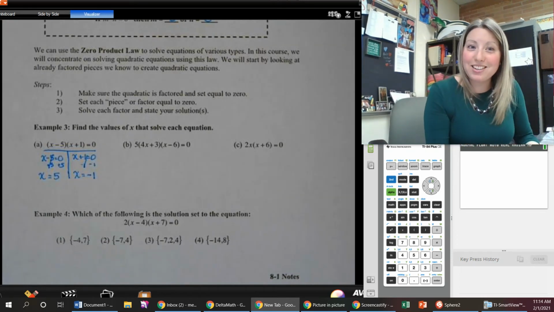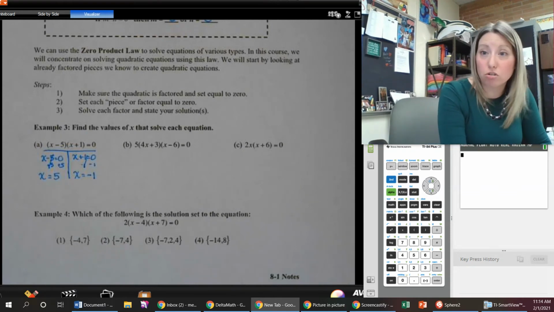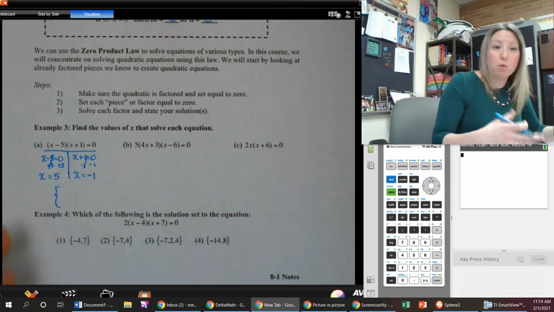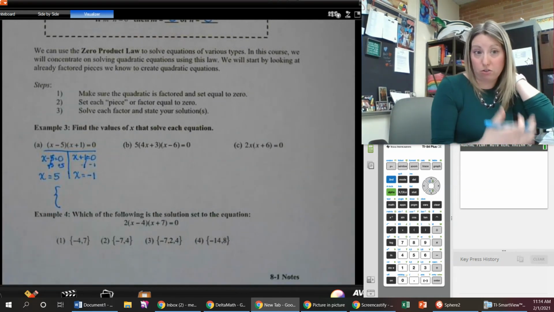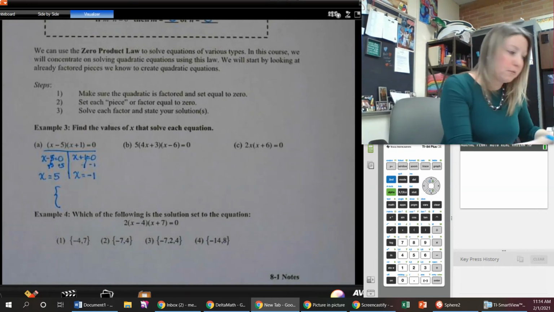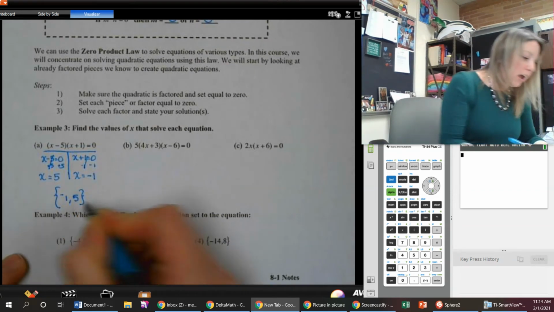What we're saying is now we could have 2, maybe 3 answers for x based on using the zero product law. And what we do to represent those answers, now that we can't just say x equals 5, it's x equals negative 1 and 5, is put them in French curly braces like this as a solution set.